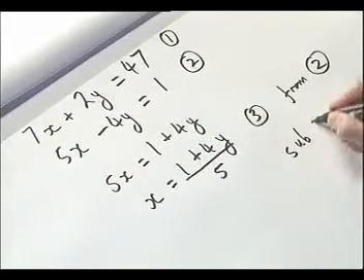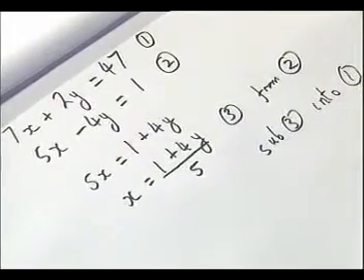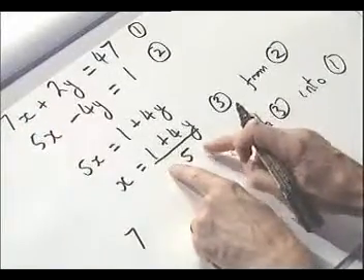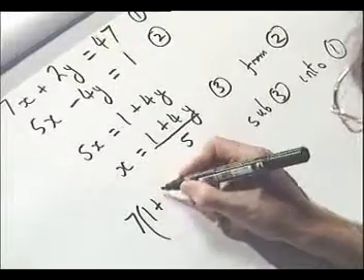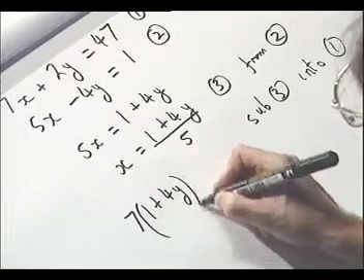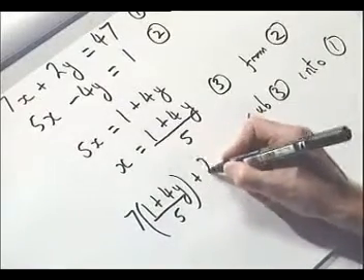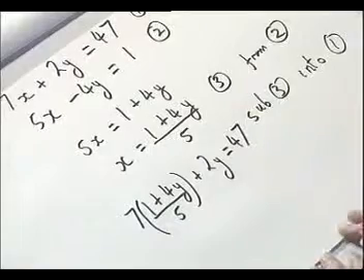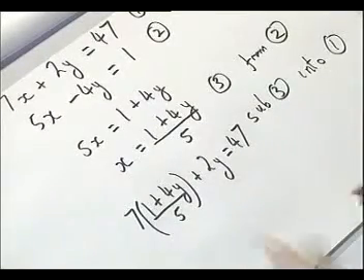Sub 3 into 1. So I have 7x, but x is this lump of algebra here. 1 plus 4y all over 5 plus 2y equals 47. Now you can see this is becoming quite horrific.